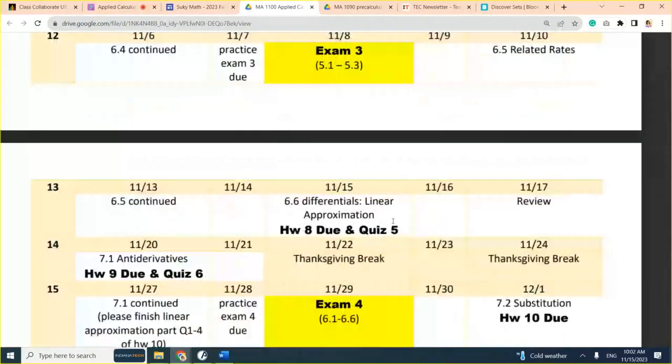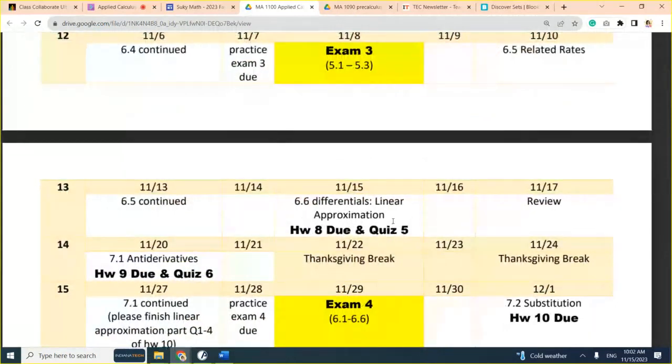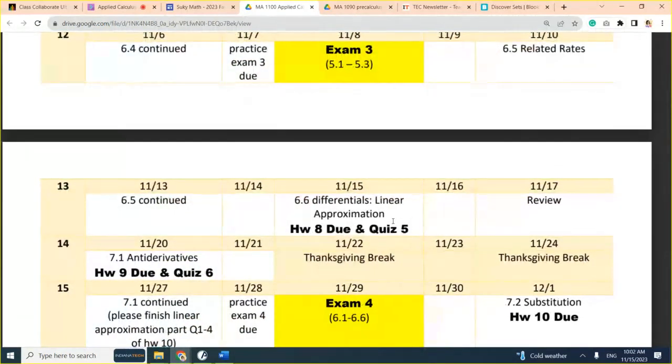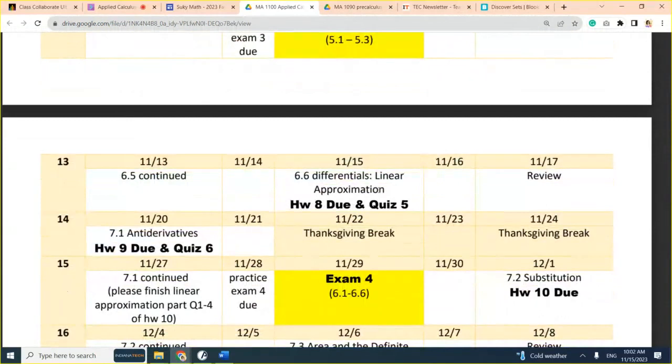So today you have homework 8 and quiz 5. Okay, everybody? So don't forget to do the quiz. And today we will continue on section 6.5. Okay, and then Friday we will talk about 6.6.